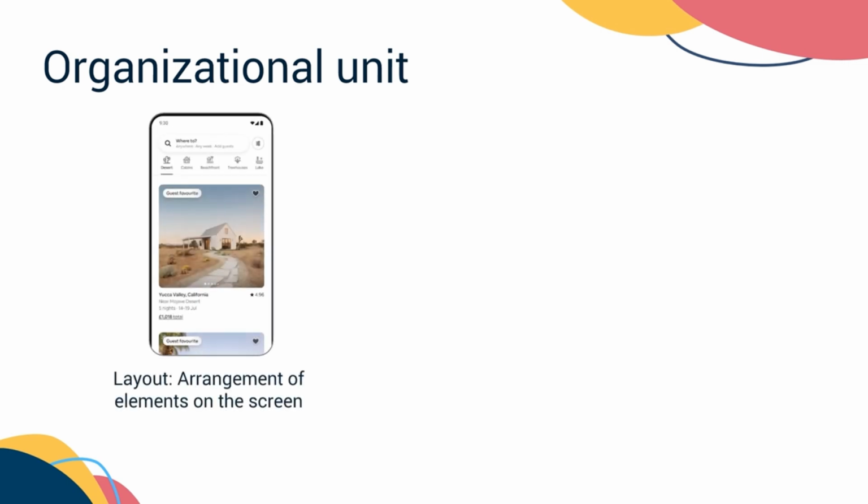It comprises the layout, typography, and color scheme of your application. Layout refers to the arrangement of elements of your app on the screen. The Airbnb app uses a grid layout for listings, which makes it easy for users to browse accommodations visually.